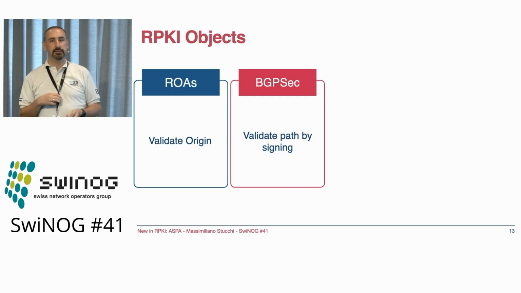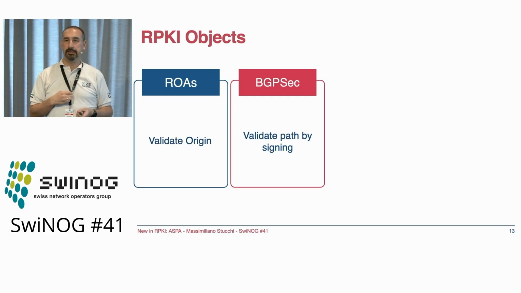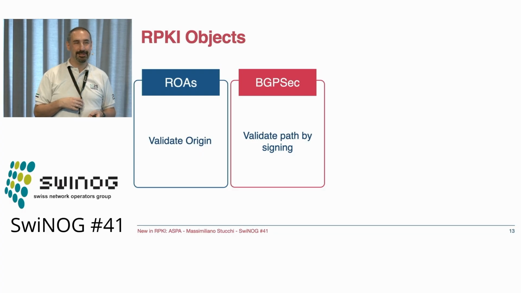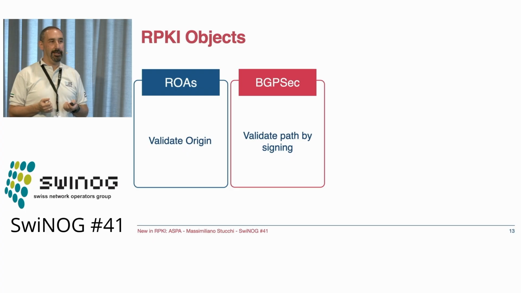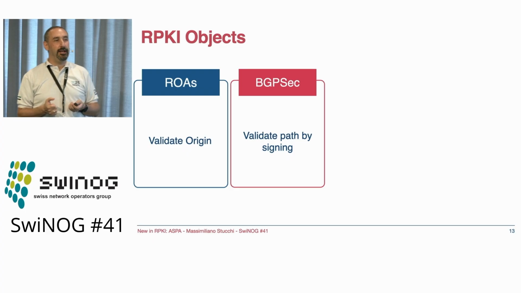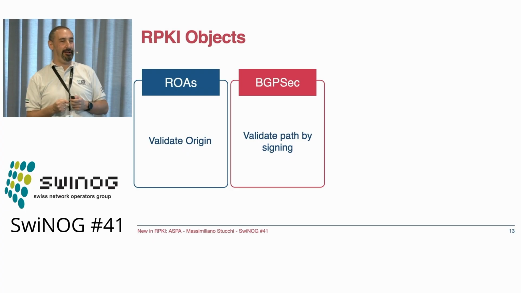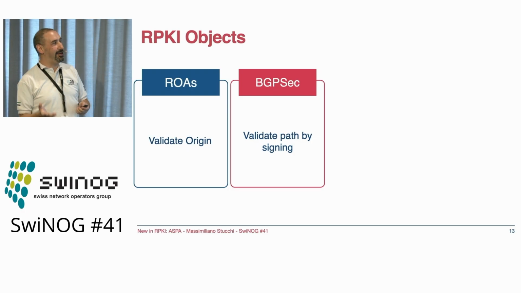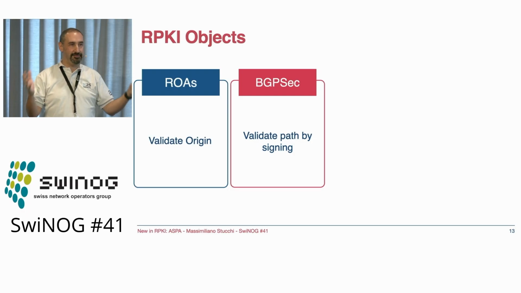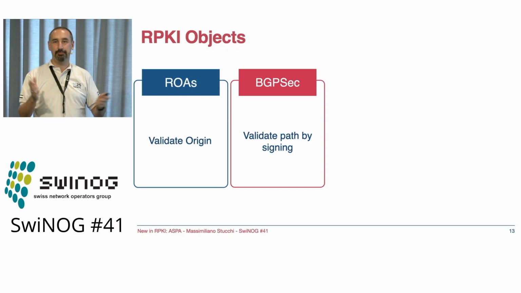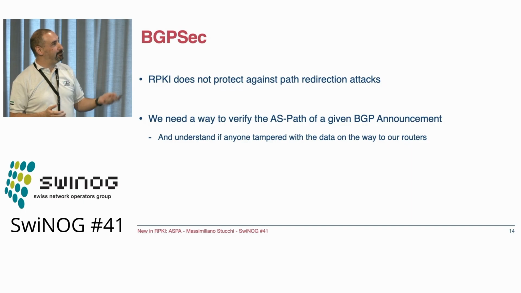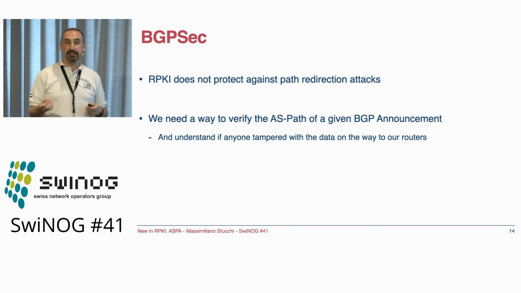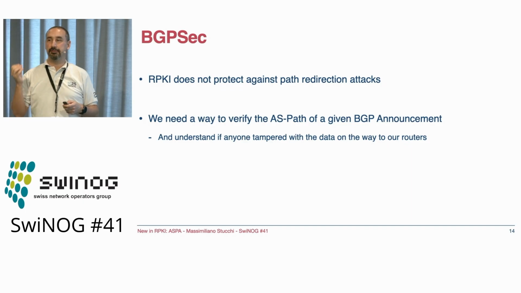Has anybody ever used it? No? No one. Do you have any idea why? Is it really terrible? It is not terrible, it would be the final answer to figure out path validation. Where is the problem? CPU, exactly.